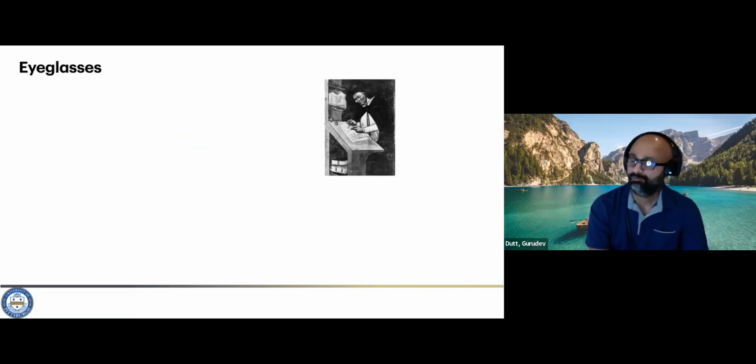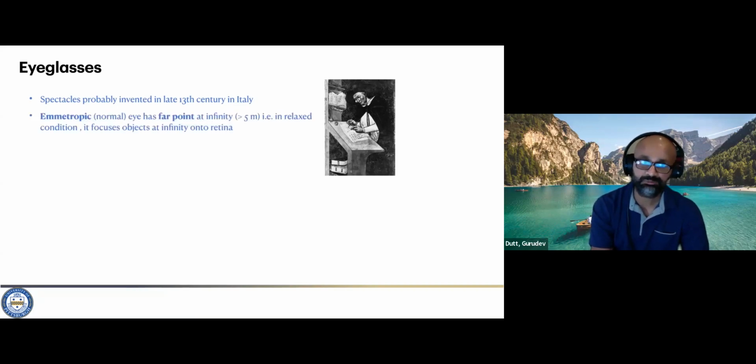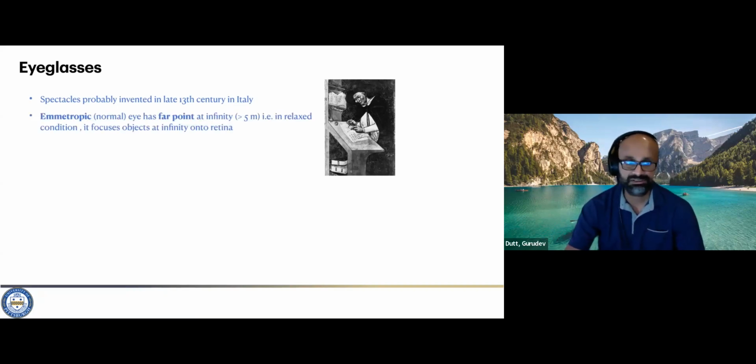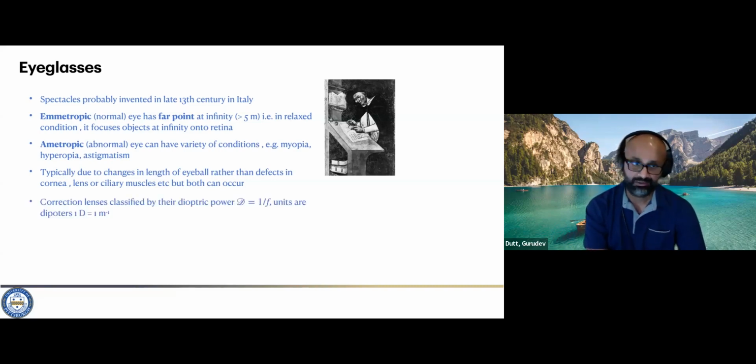Okay, so obviously, that's something that many of you are familiar with, having to wear spectacles or contact lenses. The normal eye, which the medical term for that is emmetropic, has a far point at infinity. I already mentioned this. An ametropic or abnormal eye can have a variety of conditions like myopia and hyperopia, and one more, which I'll introduce in a minute, called astigmatism. Again, as I said already, it's due to changes in the length of the eyeball or the curvature rather than defects in the cornea or the lens, but both can occur.